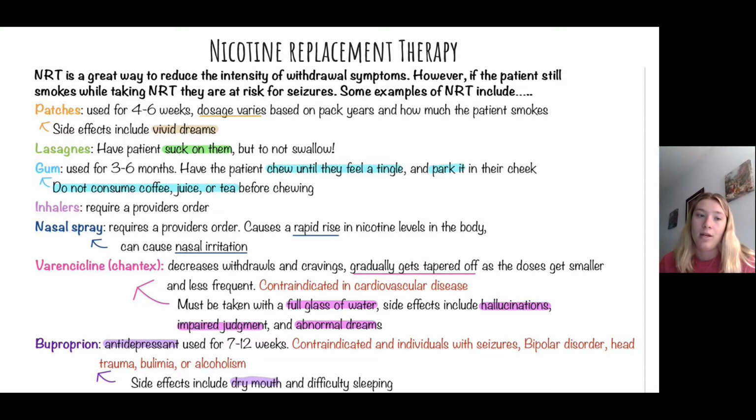And finally, bupropion. This is classified as our antidepressant. Again, there's a lot of contraindications with this drug. And as we talk about psychiatric medications in pharmacology class, it will get a little bit easier, but just know that this has major contraindications. So think about any sort of neuro issue, contraindicated. Seizures, bipolar, head trauma, bulimia, alcoholism, etc. And then again, our side effects include dry mouth and trouble sleeping.